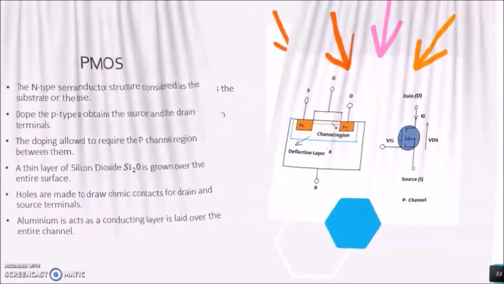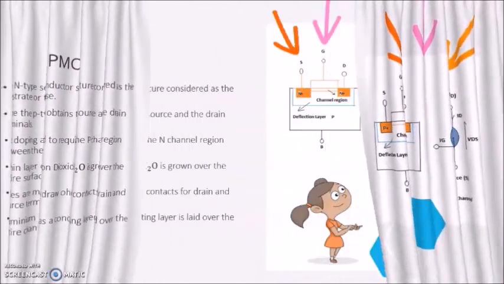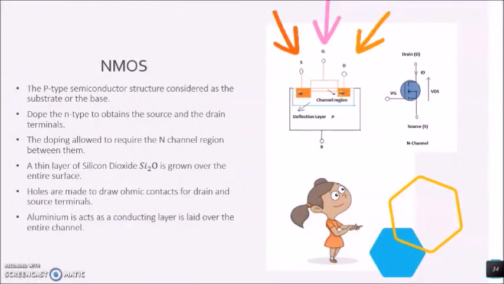Likewise, if the P-type semiconductor structure is considered as the substrate or the base, it is known as NMOS. Dope the N-type to obtain the source and drain terminals. The doping allows the N-channel region between them. A thin layer of silicon dioxide is grown over the entire surface.